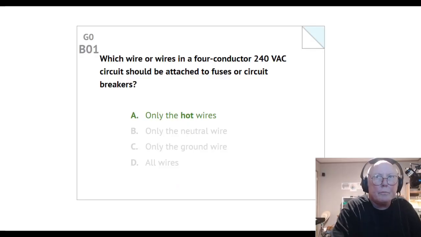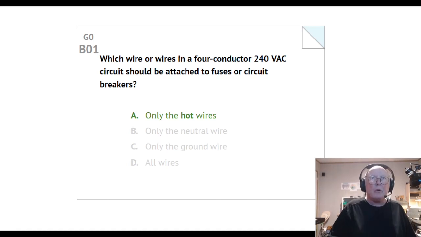Here we go. Which wire or wires in a four conductor 240 volt AC circuit should be attached to fuses or circuit breakers? Okay, there's four wires in a 240 volt circuit.